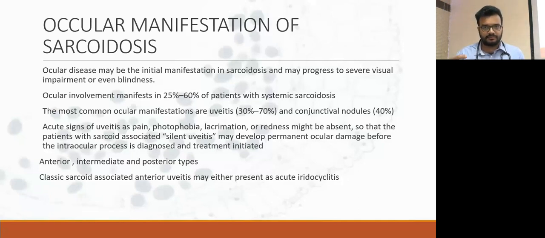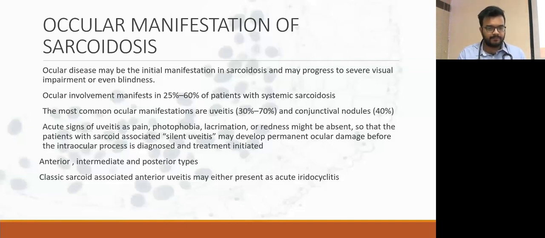Actually, he doesn't have any signs of uveitis as such. The patient might have an active disease, but since acute loss of vision and signs of uveitis were absent, we will not be able to pick it up in the initial stage. So by the time he presents to us, it will be very late, and diagnosis and treatment initiation also will be delayed.